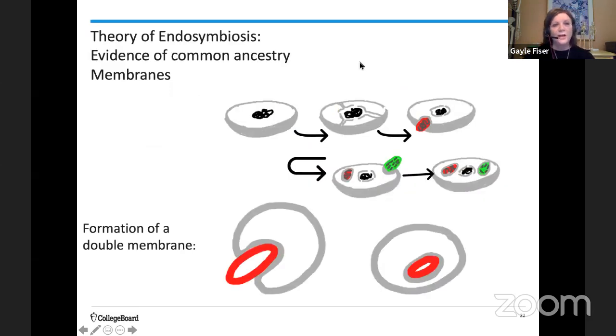Okay, so let's talk about membranes. They are evidence of common ancestry also, and I'm going to talk about endosymbiosis, and I'm also going to tie in the endomembrane system at the same time. So here we have a prokaryotic cell. This will be cell 1. We can see that there's not a nucleus, but we have one circular chromosome in the middle, okay?